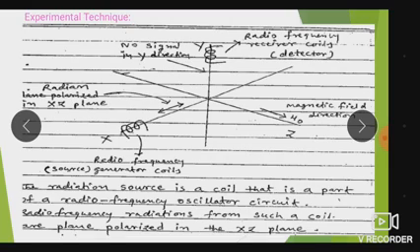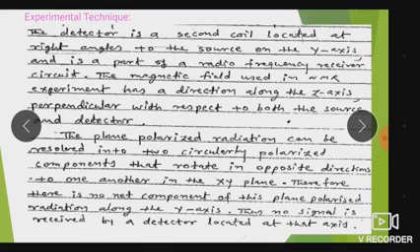The radiation source is a coil that is part of the radio frequency oscillator circuit. Radio frequency radiation from such a coil is plane polarized in the xz plane, not in the y plane. The detector is a second coil located at right angles to the source on the y axis, and is part of the radio frequency receiver circuit. The magnetic field used in the NMR experiment has a direction along the z axis, perpendicular to both the source and the detector.